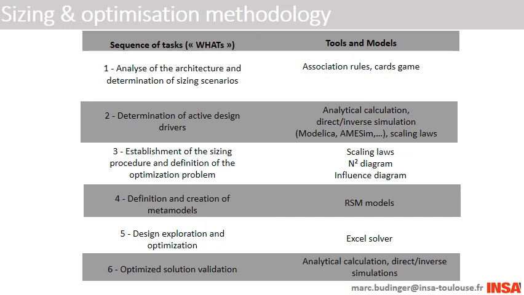The typical methodology to follow in order to create a mechatronic system can be summed up within the following steps. First, you have to analyze the architecture of the system and determine the sizing scenarios. You will find a car game on Moodle to help you achieve this task. Then, you have to determine the active design drivers using analytical calculation, direct or inverse simulation, and scaling laws. After that, you will establish a sizing procedure and clearly define the optimization problem using scaling laws once again, but N-squared and influence diagrams as well. You will also define and create meta models using RSM models.